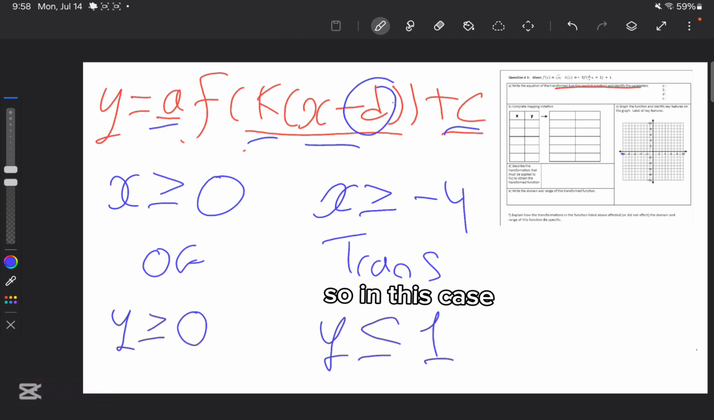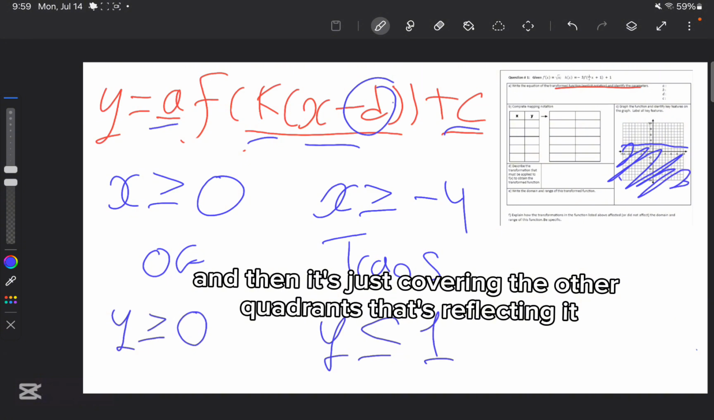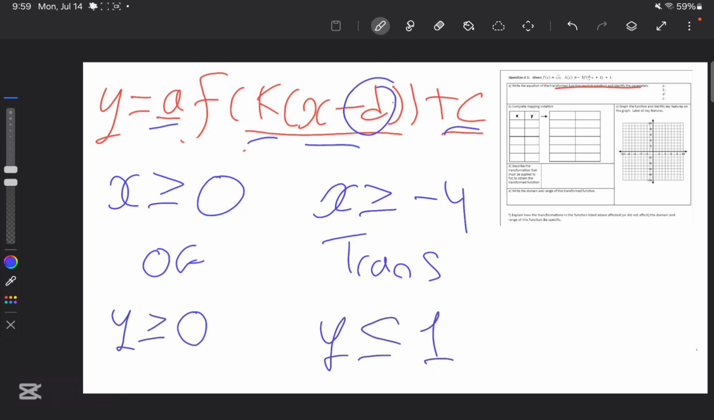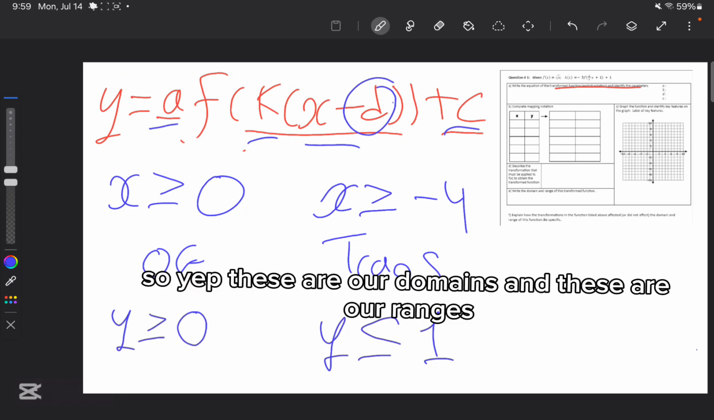So in this case, the original one was covering quadrants 1 and 2 essentially. And now it's trying to cover quadrants 3 and 4, and it's shifting up by 1. So it's going up by 1, and then it's just covering the other quadrants. That's reflecting it, since it's reflecting over the x-axis. So yep, these are our domains and these are our ranges.